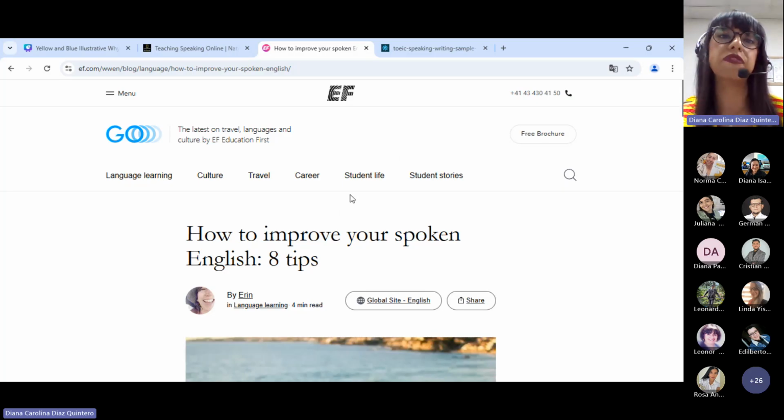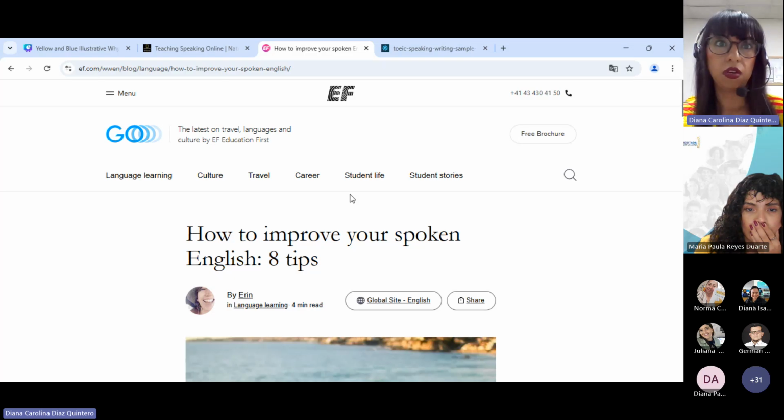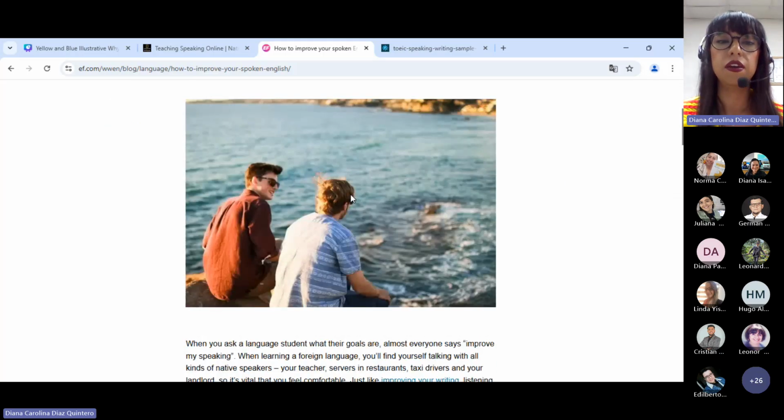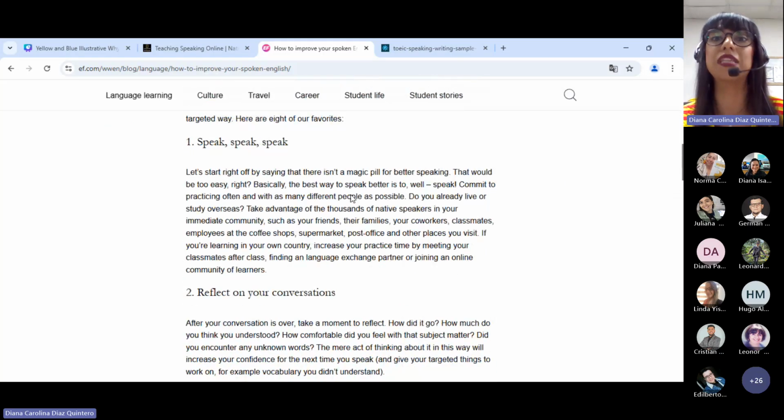You can find lots of resources here in Education First. Okay, here we have some tips that we can use for continuing practicing with our students. For example, the idea is that our students can speak all the time. We can provide them with a good space in our lessons to practice. Of course they are going to have mistakes. The issue is that they have the chance to practice.